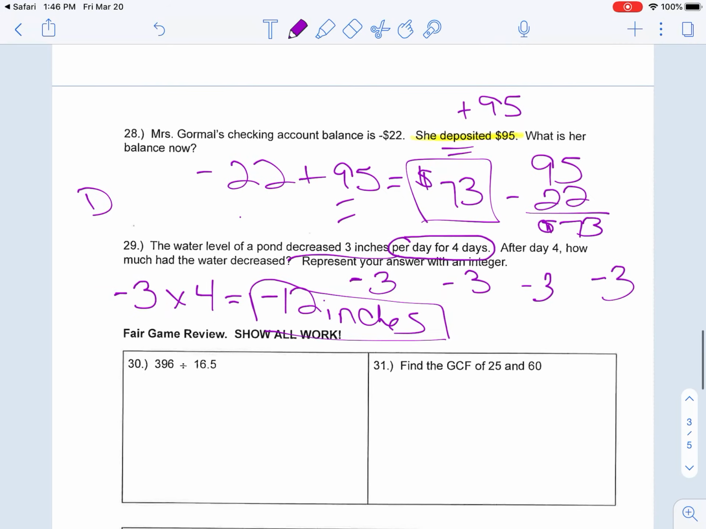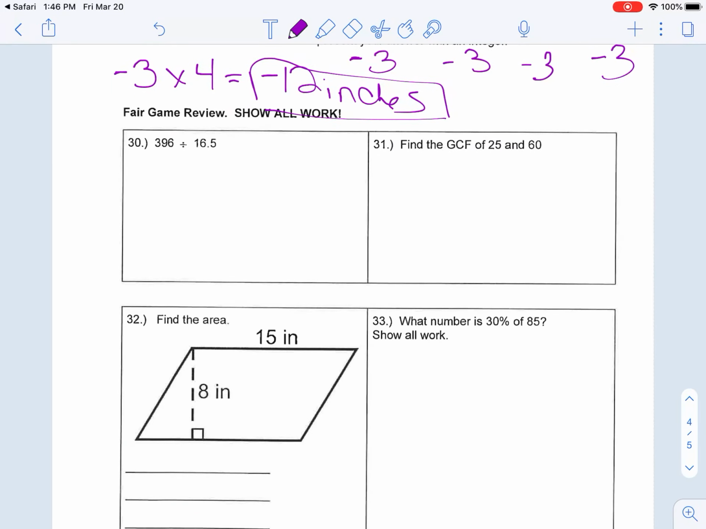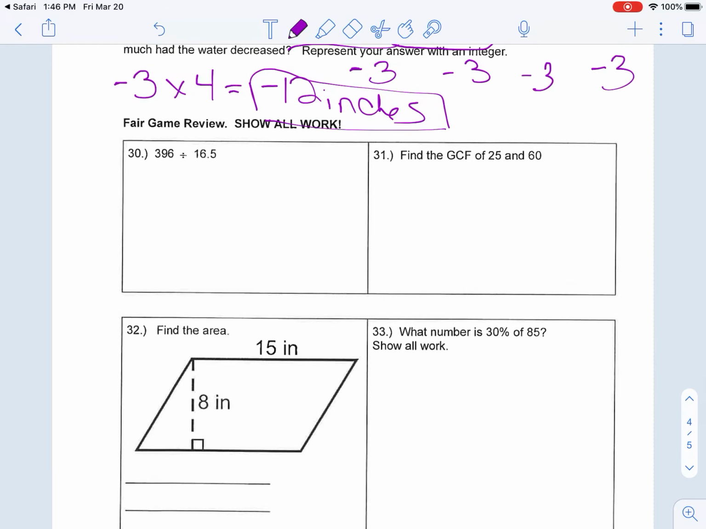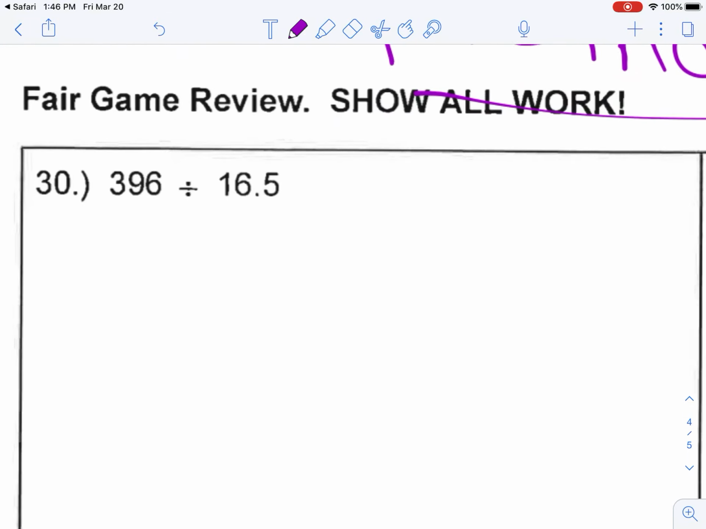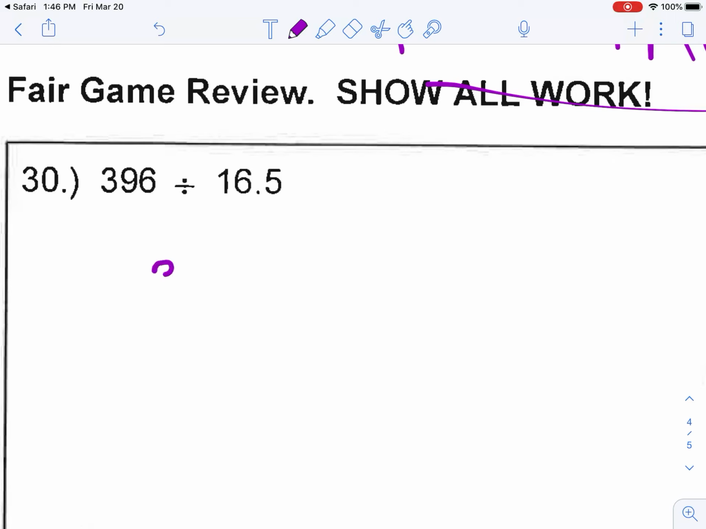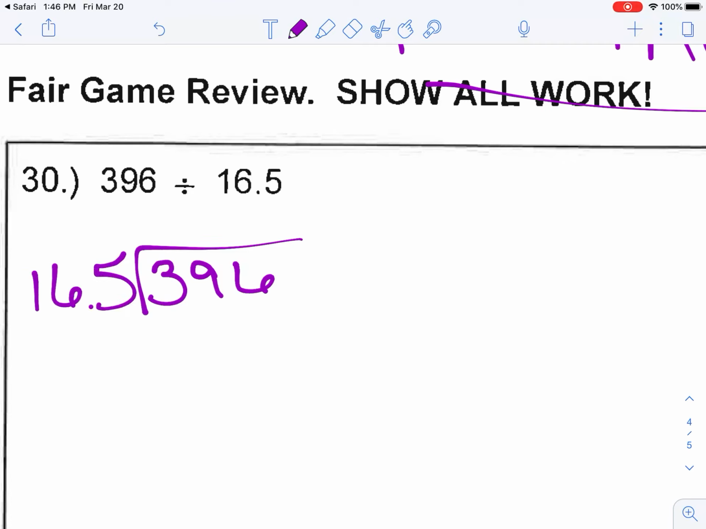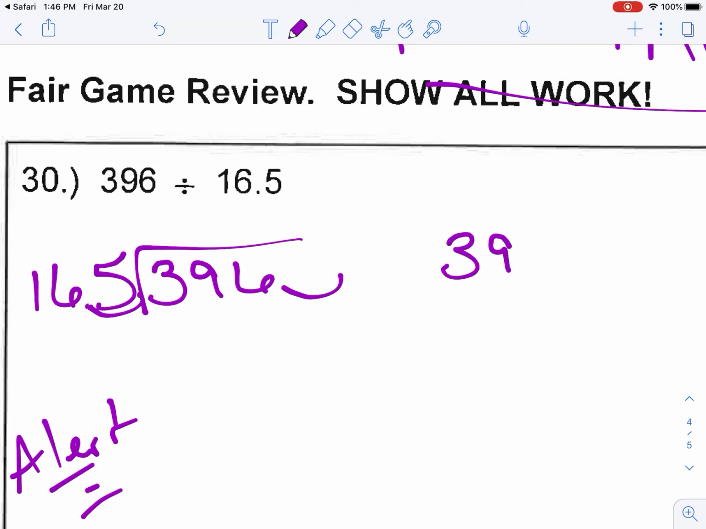Okay. Alrighty, fair game review. So these are problems from past chapters. Number 30, we're just dividing. Remember, the first number always goes on the inside. We're dividing by 16.5. Alert. You got to move that decimal once to the right on the outside, which means we have to move it once on the inside. If you don't see it, we know it's behind there, so we have to move it once. What goes in that placeholder? A 0.